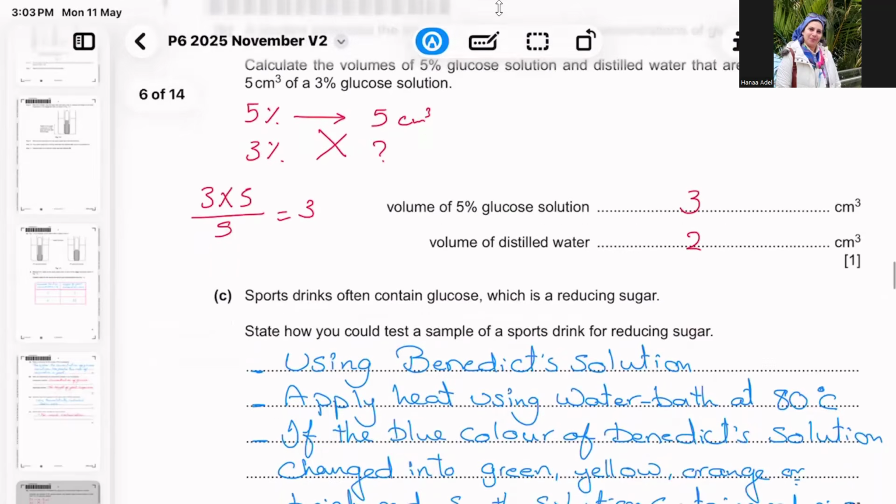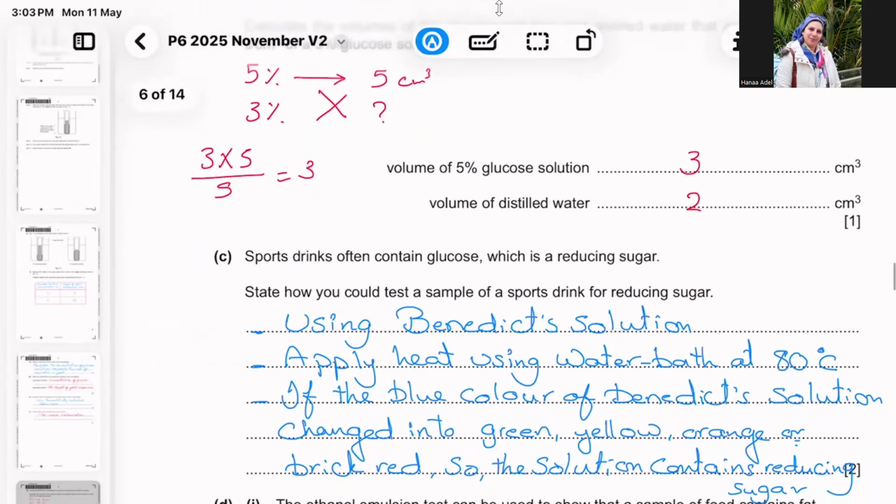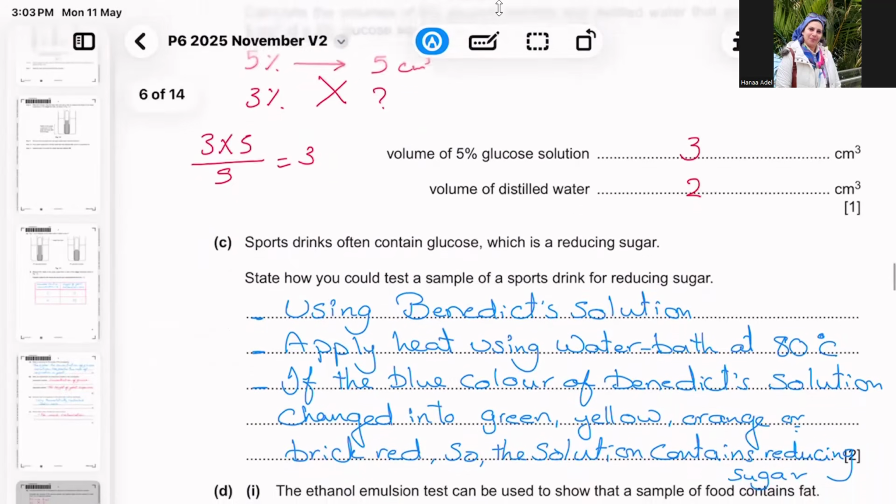Why do we have all of these colors? Because this test is also used to test the concentration of the reducing sugar. So the most concentrated glucose or reducing sugar will give us brick red, and the least one will give us green.